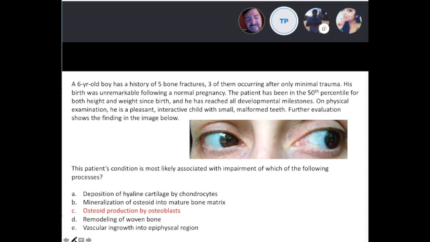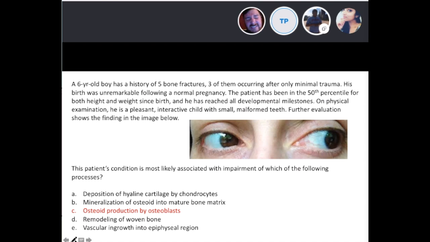So B, mineralization problems, would be related to a vitamin D deficiency. And with osteogenesis imperfecta, we have a type 1 collagen defect, and type 1 collagen is the predominant collagen in osteoid, which is the organic portion of the bone matrix. Oh, okay. And this is your bone lecture from way long ago.